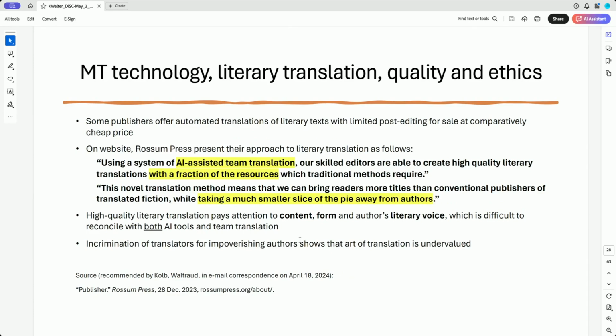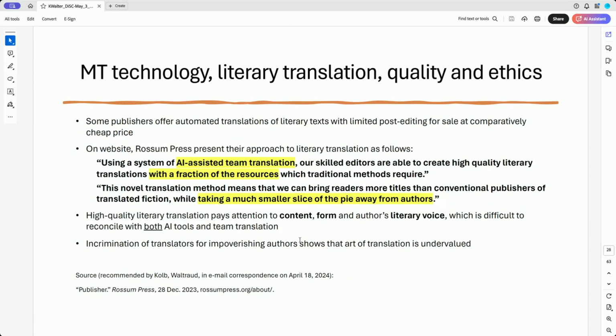And on their website, they present their approach to literary translation as follows. Using a system of AI-assisted team translation, our skilled editors are able to create high-quality literary translations with a fraction of the resources which traditional methods require. This novel translation method means that we can bring readers more titles than conventional publishers of translated fiction, while taking a much smaller slice of the pie away from authors.